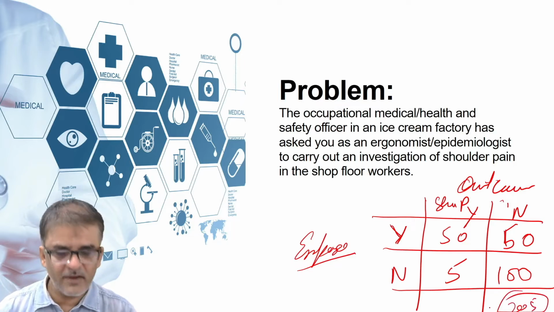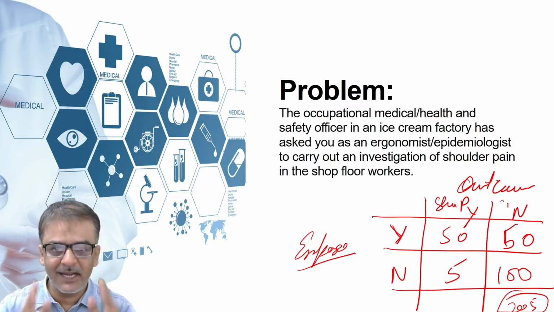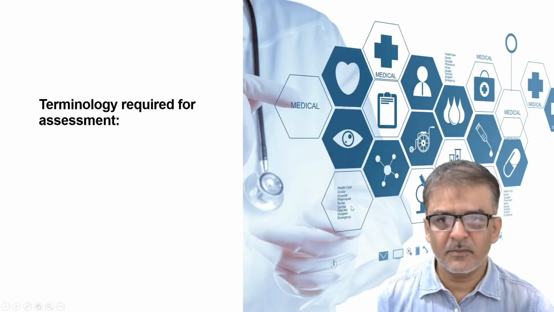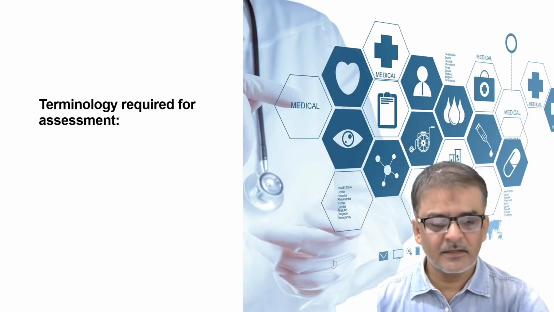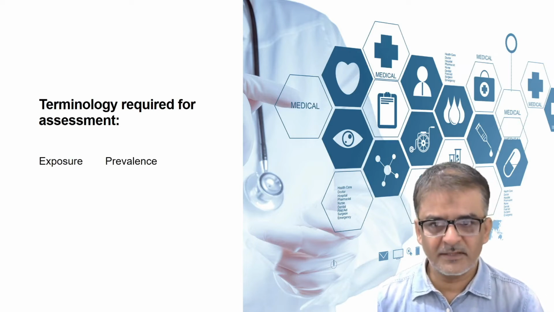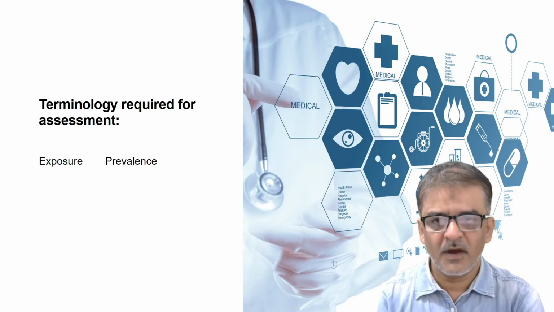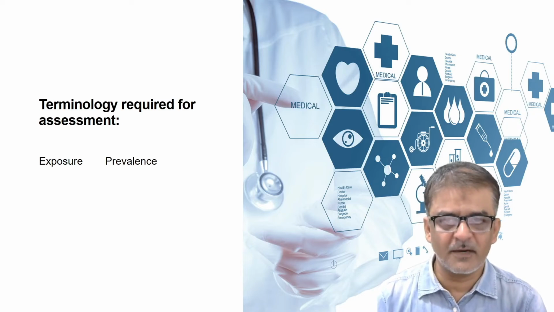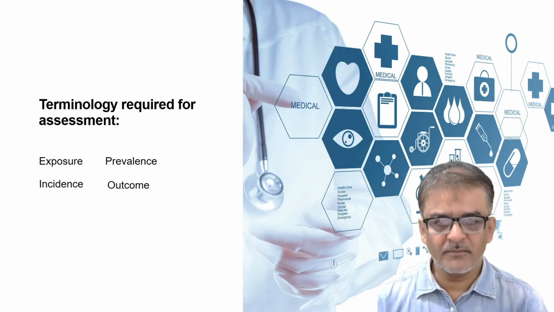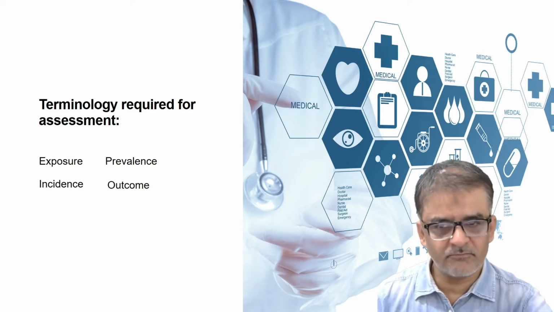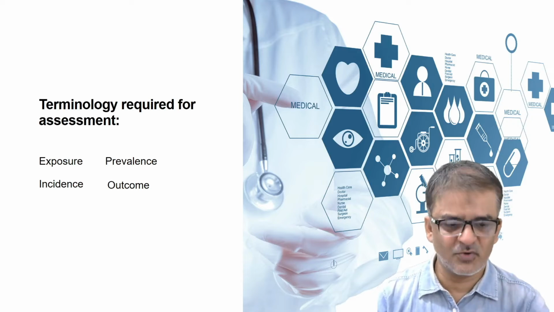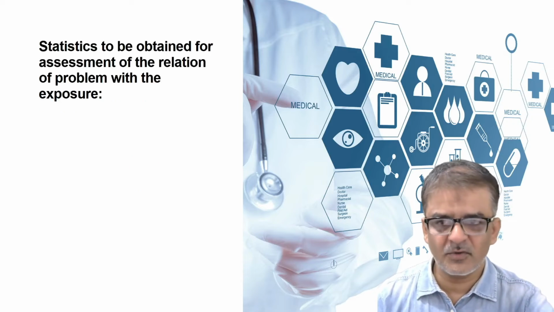So out of 205, we have to find out certain parameters which could be indicative of a relationship between exposure and outcome. The terminology required for assessment is: exposure, the situation; prevalence, how many persons are prevalent to that particular situation; incidence, the occurrence of the situation; outcome, maybe WMSDs or shoulder pain or wrist pain, or for example, typists are exposed to carpal tunnel disorder. And there are cases, how many cases you are assessing.